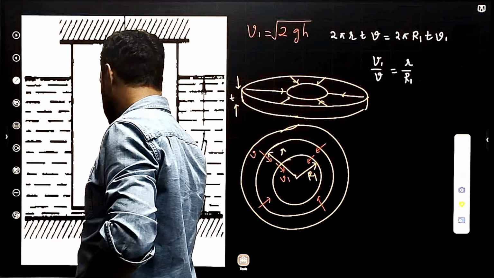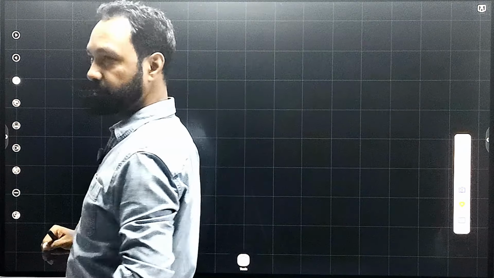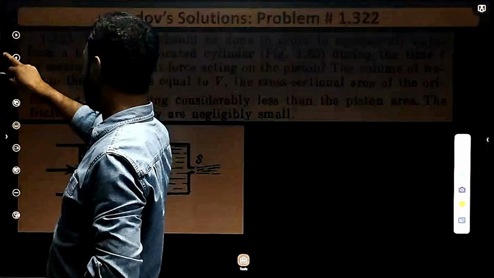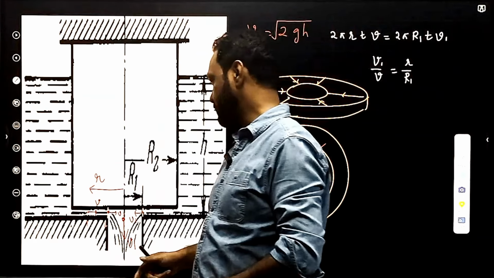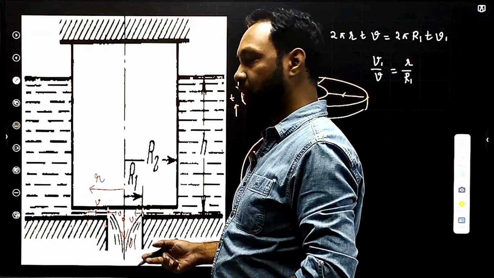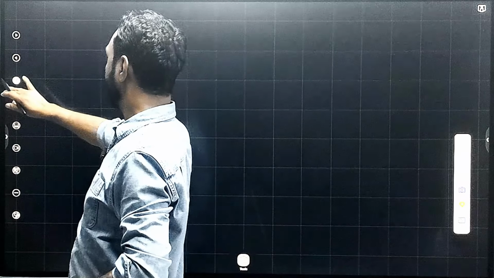Now we can apply Bernoulli theorem between these 2 points. This is 1 and this is 2. Applying Bernoulli theorem, at point 1 pressure is P, and at point 2 pressure is P atm, because now it is exposed to atmosphere.